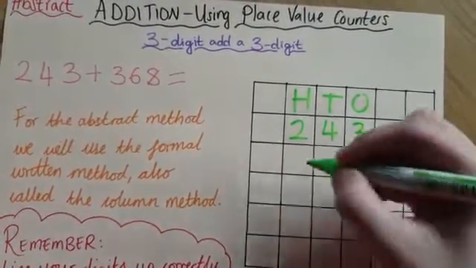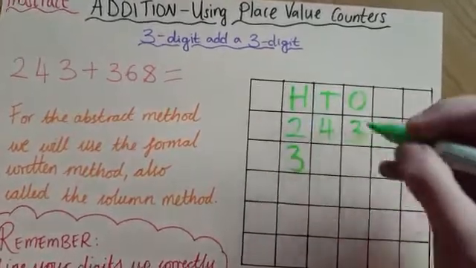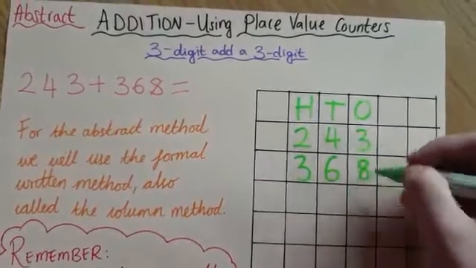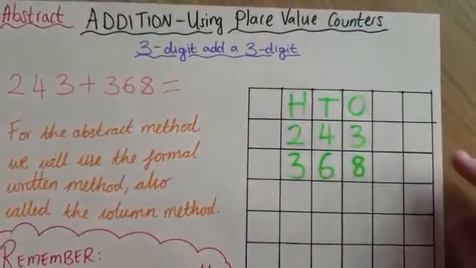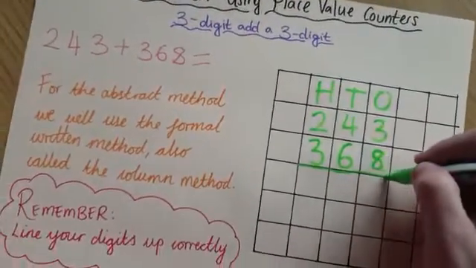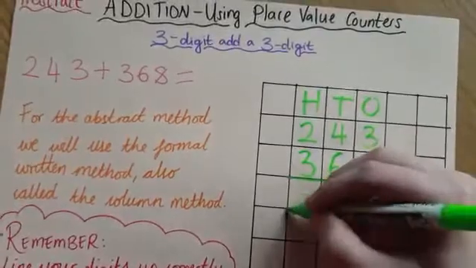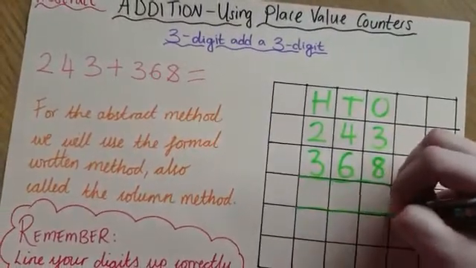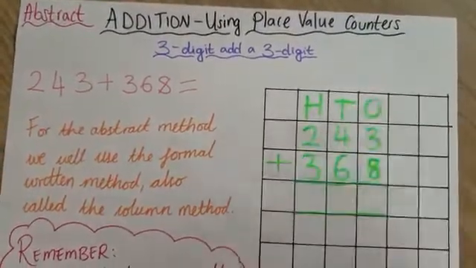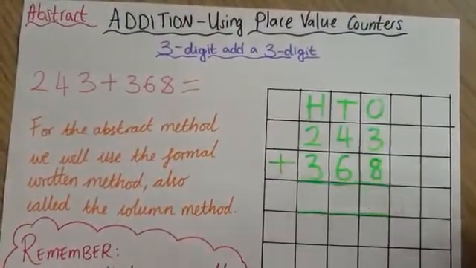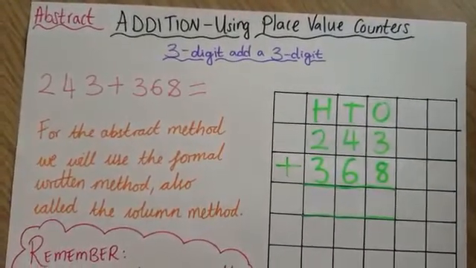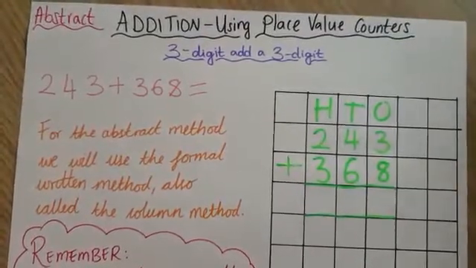So I will need to know that my 300 goes in my hundreds column, my 6 tens goes in my tens column, and my 8 ones goes in my ones column. You will then need to make sure that you draw your equals box to show where your answer is going to be. You will also need to show which symbol we are using, so we will need to make sure that we write our addition sign so that the children will understand that they're doing addition and not subtraction.